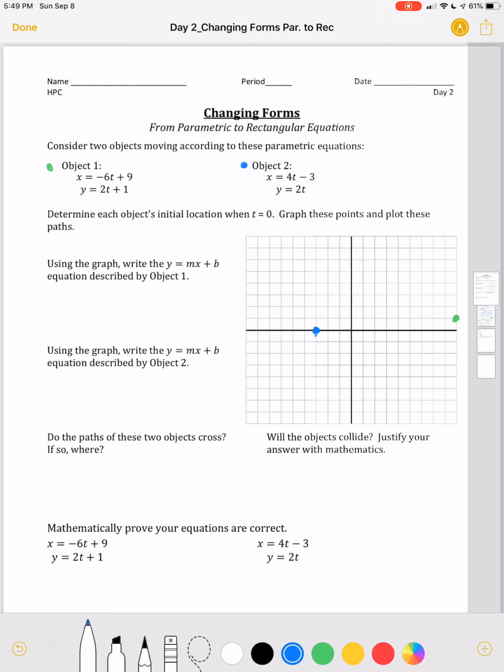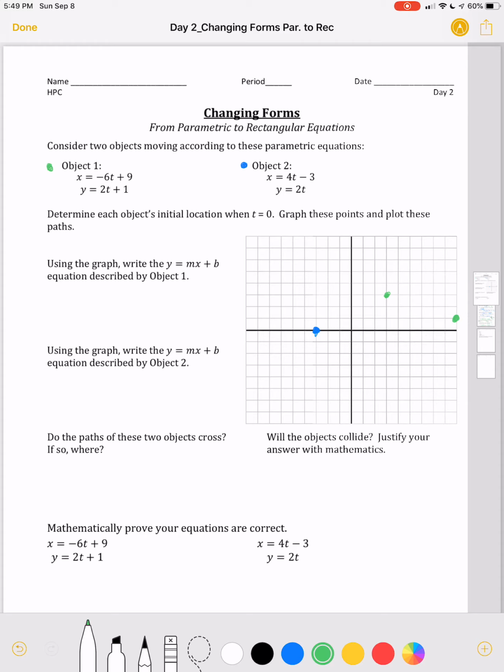All right. Then the first part says use the graph. Determine each initial condition, graph these points, and plot these paths. Okay, we have to plot the paths. So the green line is going to change. Let's see, x changes by negative 6 while y changes by 2. So every 6 to the left for x, y is going to go up by 2. So 1, 2, 3, 4, 5, 6, up 2 should put me right about there for the green one.